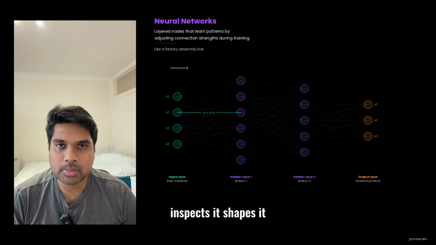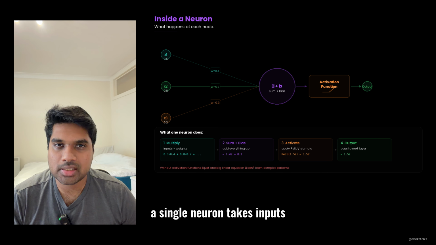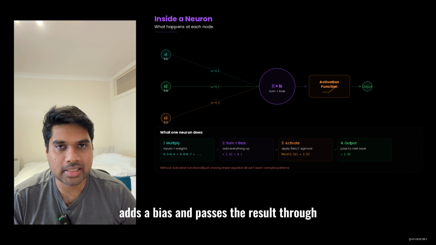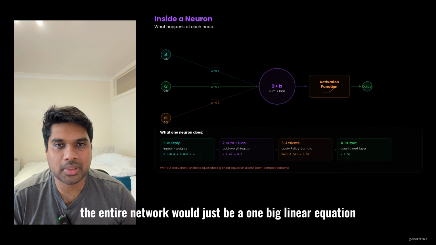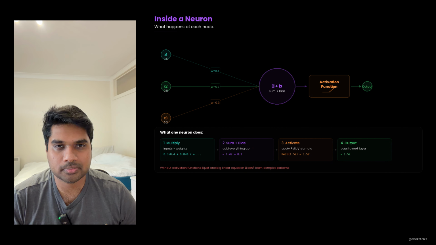Each connection has a weight. During training, the network adjusts these weights to get better at the task. A single neuron takes inputs, multiplies each by a weight, adds a bias, and passes the result through something called an activation function. ReLU is one of the common activation functions. Without these non-linear activation functions, the entire network would just be one big linear equation and could not learn complex patterns.